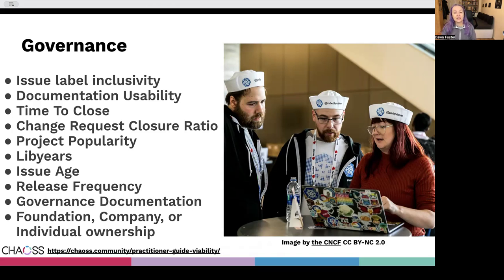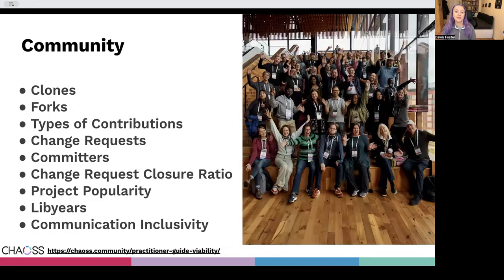In addition to the metrics, it's always a good idea to have someone read through the governance documents to look for any red flags, especially for projects that are critical for your products. You should also carefully consider the ownership of the project because projects owned by companies and individuals might be less viable and higher risk than ones that are under foundations.